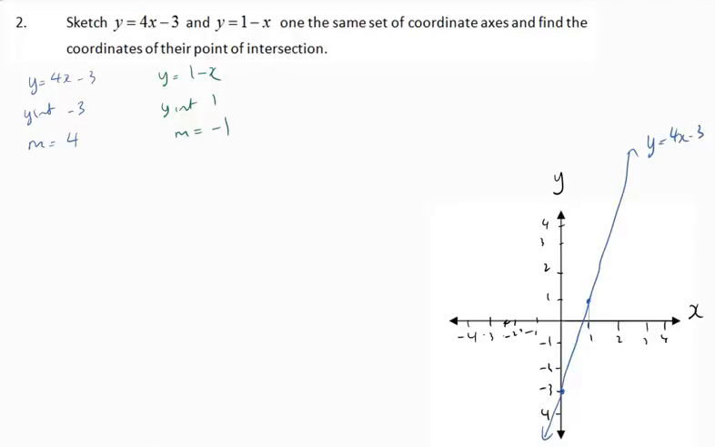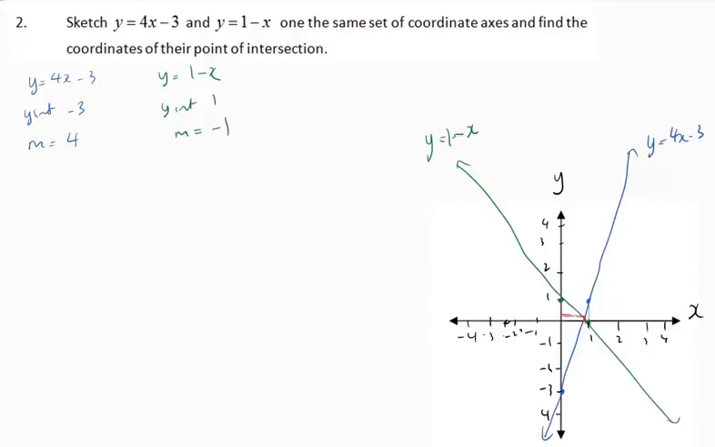For our second line, our y-intercept is here at 1 and our gradient is minus 1. So we go down by 1 and across by 1. So we cut through here. So here we have y is equal to 1 minus x. If we look at the point where these two meet, they meet here, a bit less than 1 and a bit more than 0.